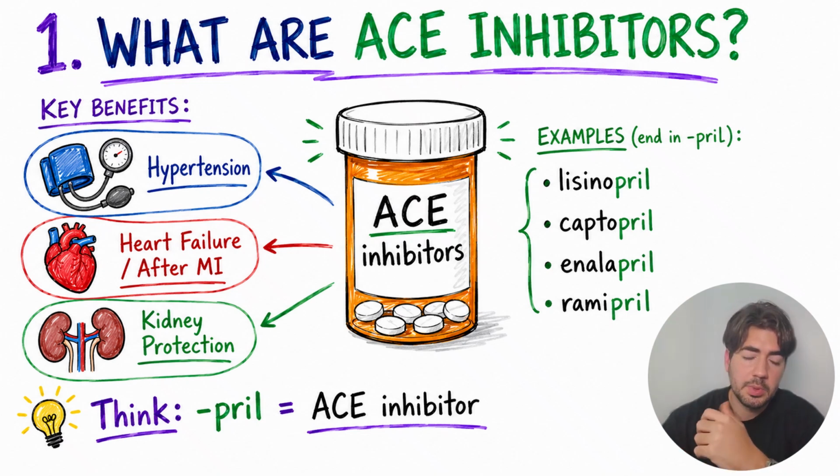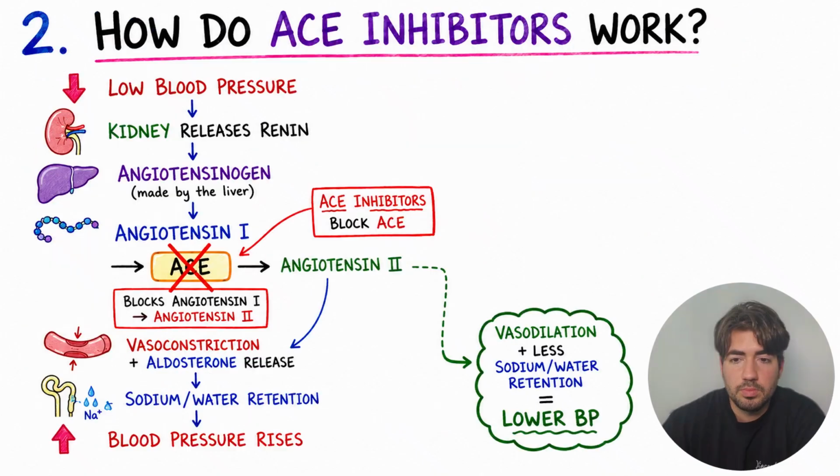Now, examples of this will include lisinopril, captopril, enalapril, ramipril. I think you get the idea. So when you see a drug that ends in pril, ACE inhibitors, and the idea is always they lower the blood pressure and they reduce the stress on the heart.